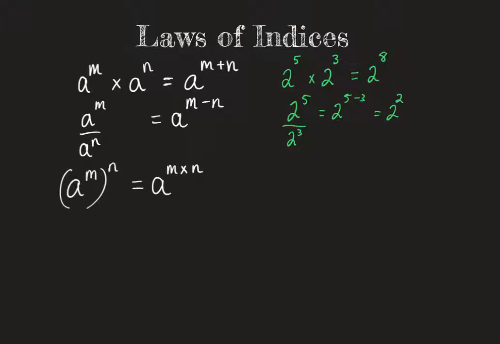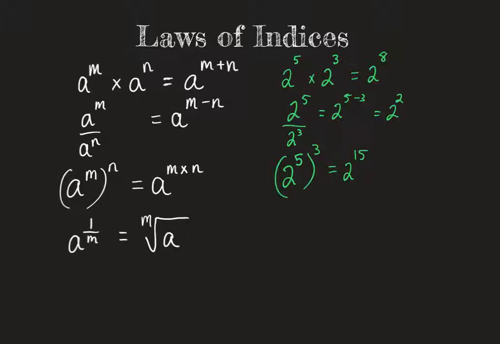This next one still fits the same pattern, right? So we have a to the m, raised to the n. So this is an indice, right? And so indices are to multiplication. So it's always like one order of operations down, right? So this is going to be a to the m times n. So 2 to the 5 raised to the power 3 gives you 2 to the power 15. So this is where we multiply here.